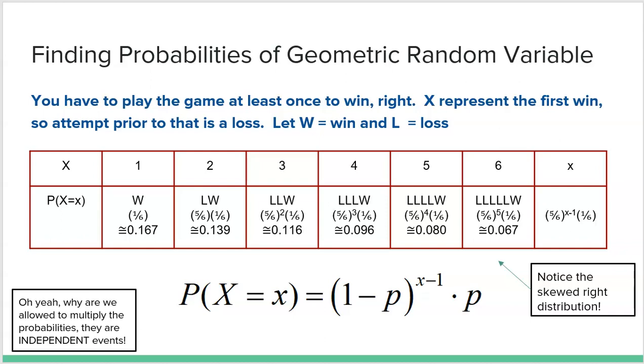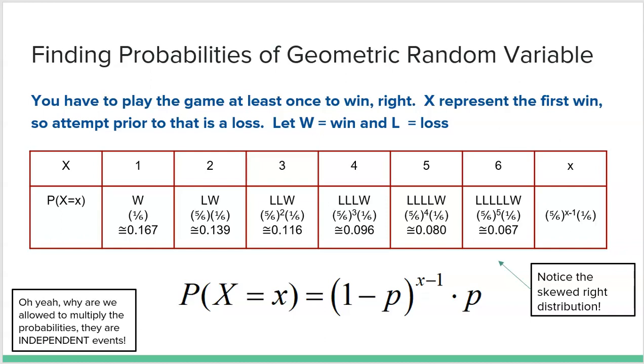But then I just put up a generic X. If I asked, what's the probability that my first win is on the Xth trial? Well, that would be 5/6 to the X minus 1, because if I want it to be on the Xth trial, that means I had X minus 1 failures, or losses, leading up to that. And then finally I had that win, the 1/6 on the final toss.